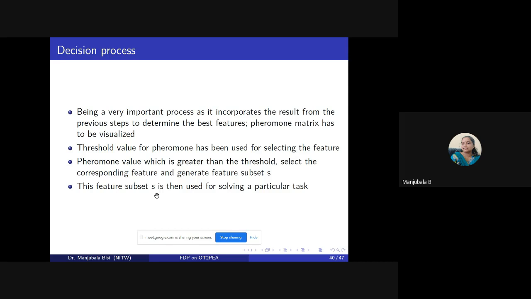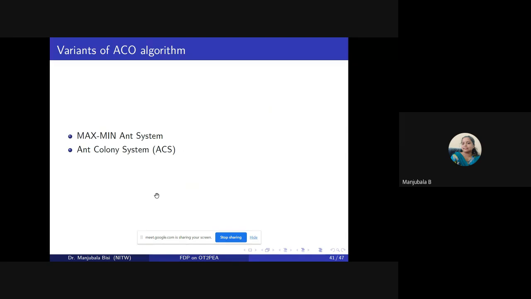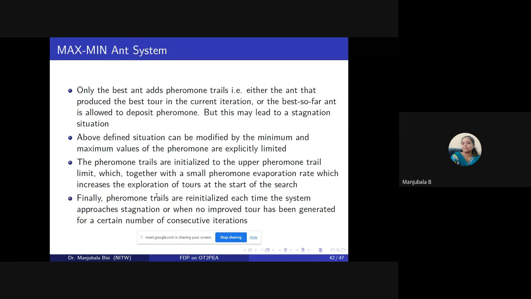You may use it to train a machine learning model or deep learning model for solving any classification problem or any regression problem. So there are different variations of the ant colony optimization algorithm. Max-Min Ant System is there, Ant Colony System is there. In the Max-Min Ant System, what will happen? Only the best ant adds pheromone trails. Either the ant that produces the best tour in the current iteration or the best-so-far ant is allowed to deposit the pheromone.